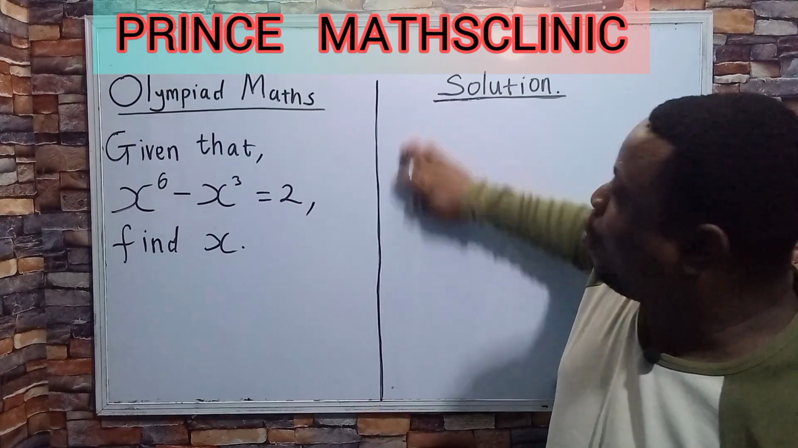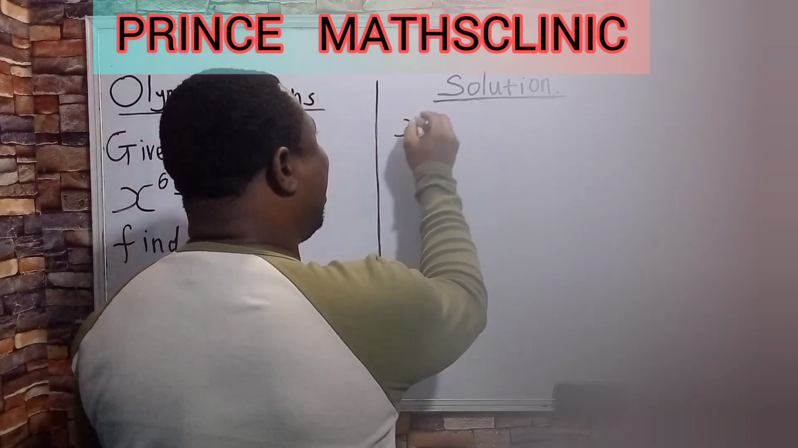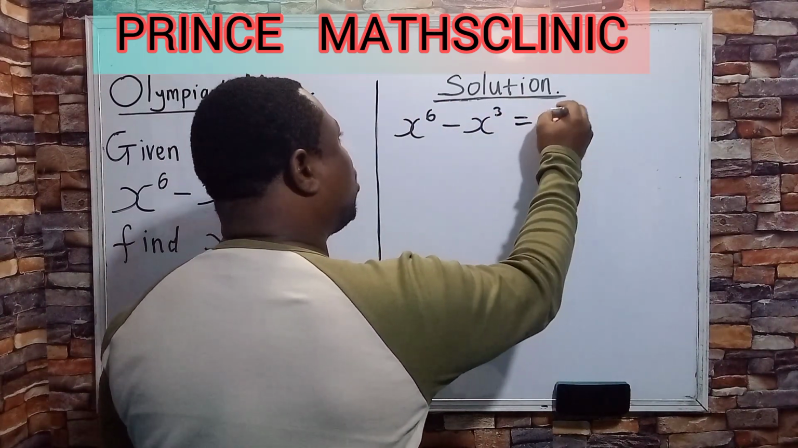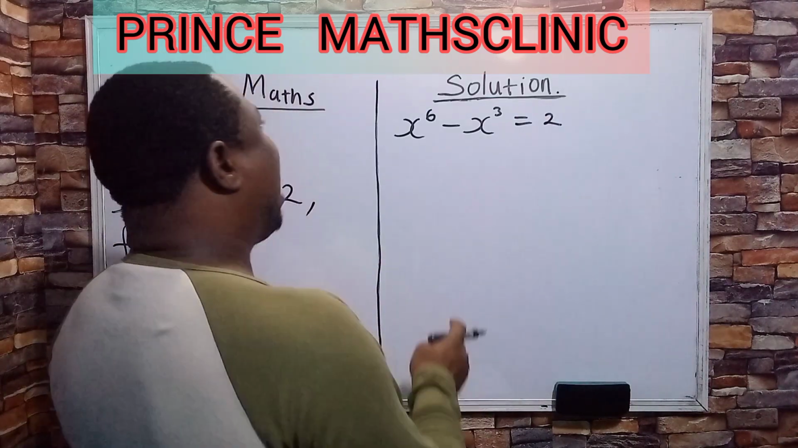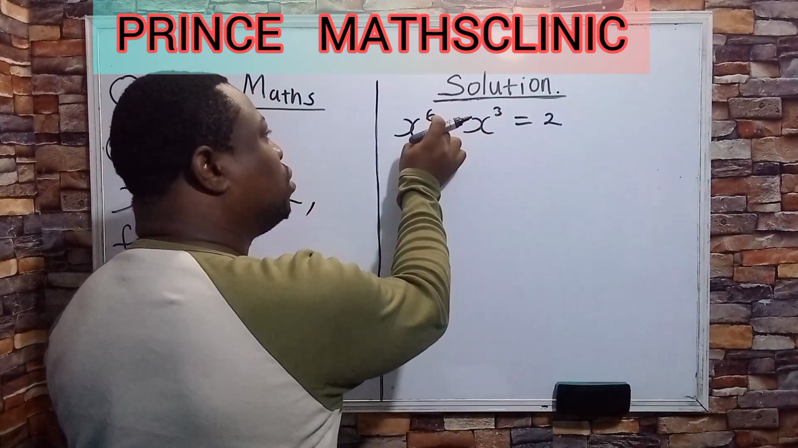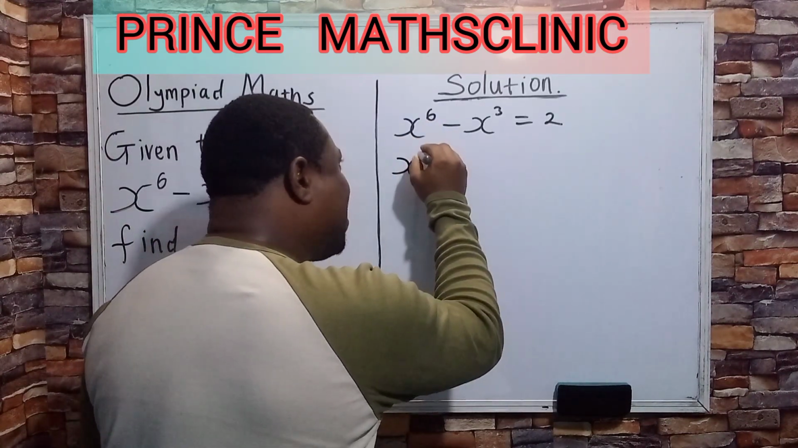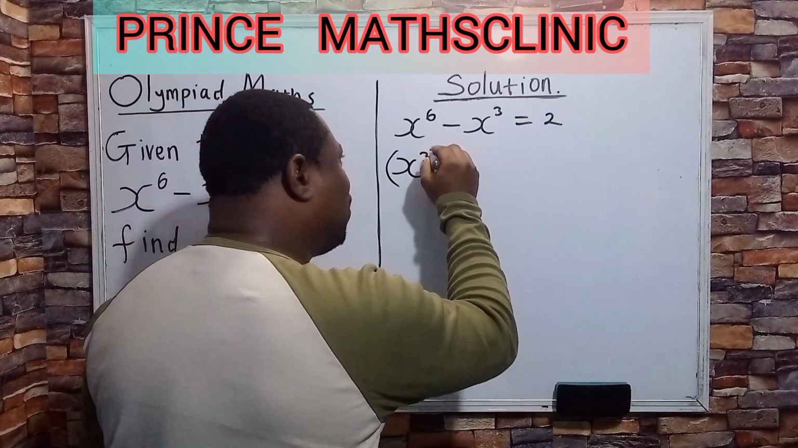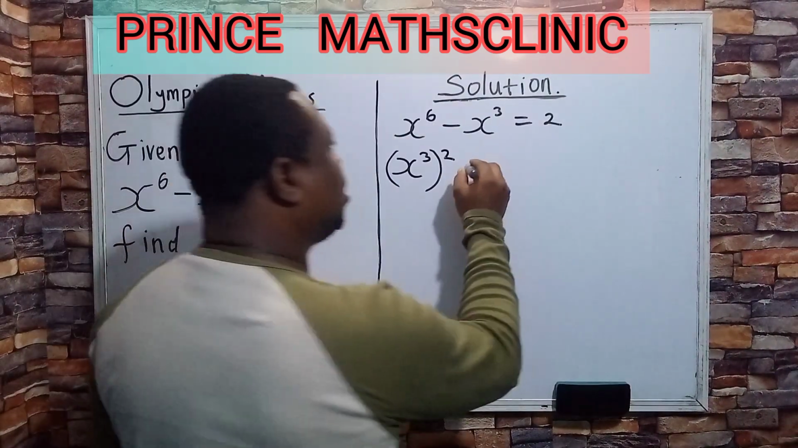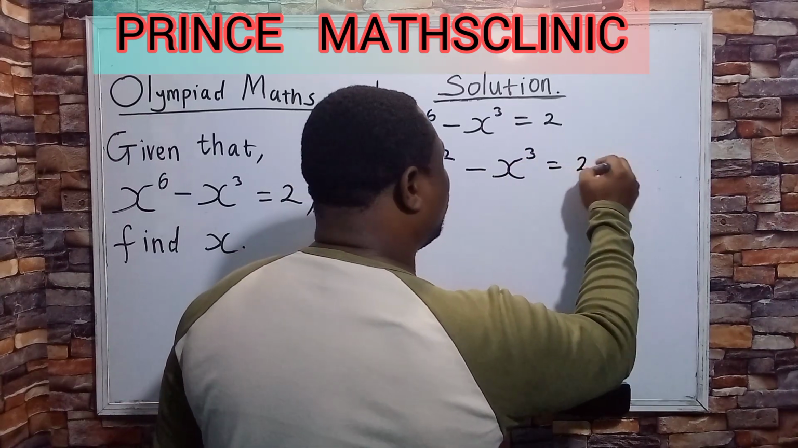So then, how do we solve this? Let's go right into the solution. Now, we're given that x to the power of 6 minus x to the power of 3 equal to 2. Then, I want to simplify this in such a way that my x cube will be factored out here. Now, look at it. Based on the laws of indices, if I multiply 3 by 2, I get back x to the power of 6 minus x to the power of 3 equal to 2.